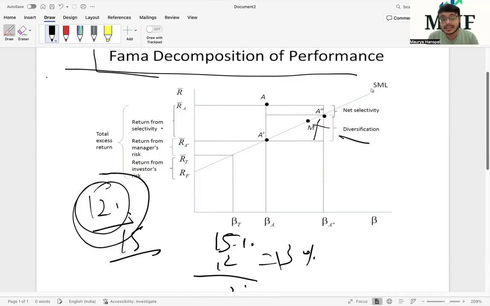And here you can clearly see the return from selectivity component is broken down. It's a sum of these two components. I'll repeat my point. The return from selectivity is simply a summation of the return from net selectivity plus the return from diversification, and that we'll understand.